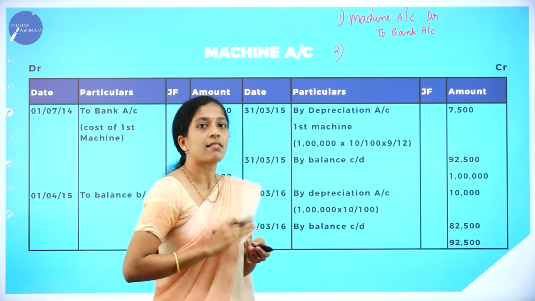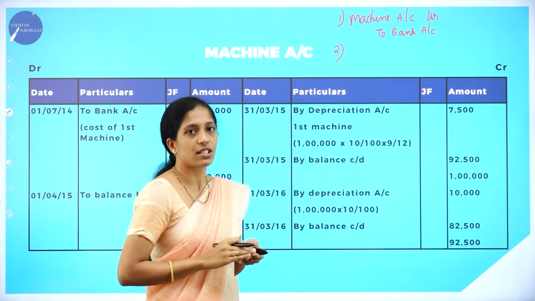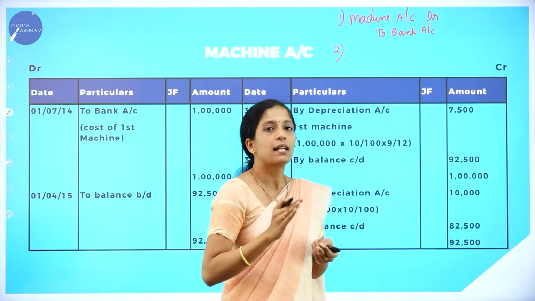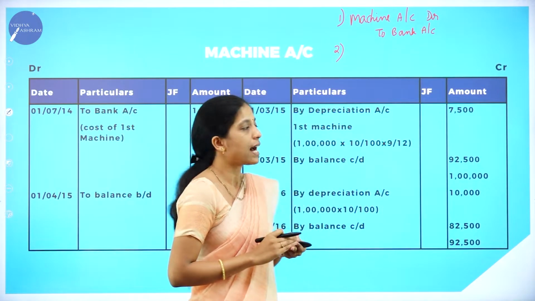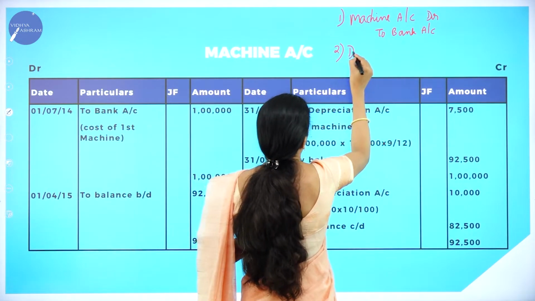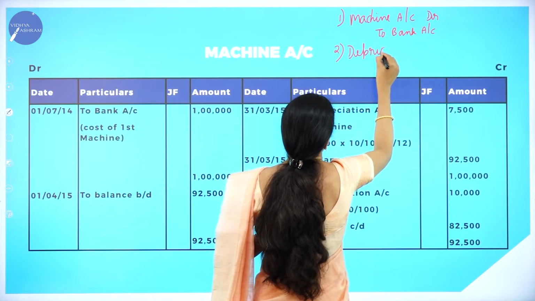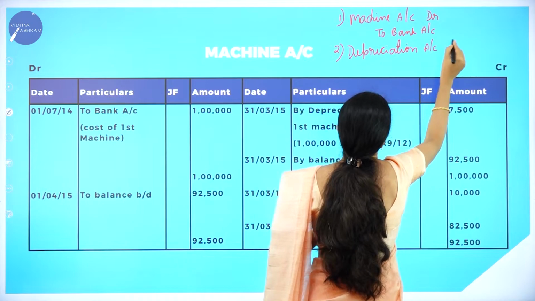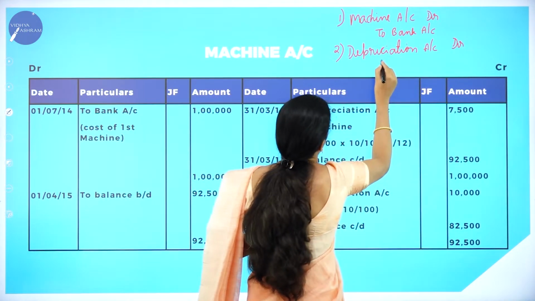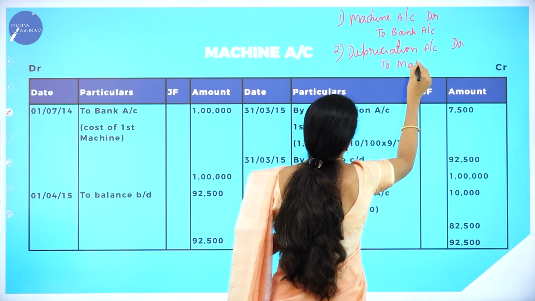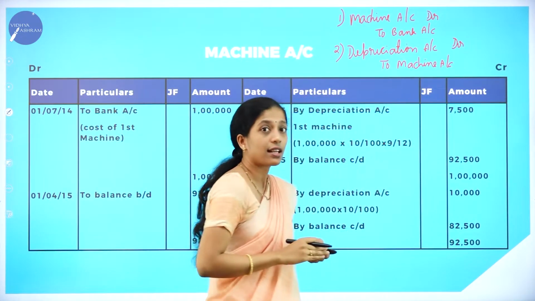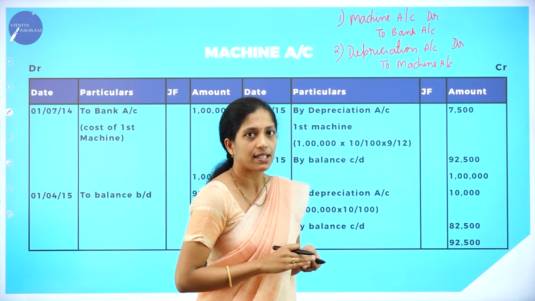Now your second entry is for calculating the depreciation. Now what is the journal entry to calculate the depreciation? Depreciation account debtor to asset account. So your entry will be depreciation account debtor to, now which is the asset here? Machine. So to machine account. So this would be the second journal entry, that is for charging the depreciation.